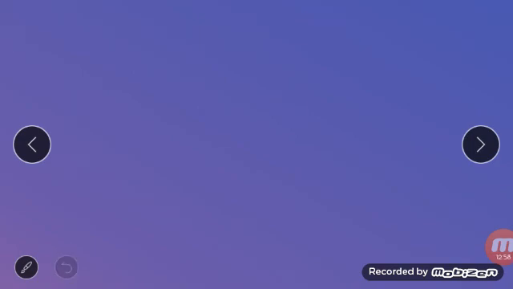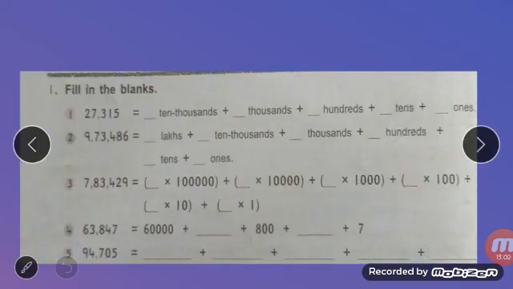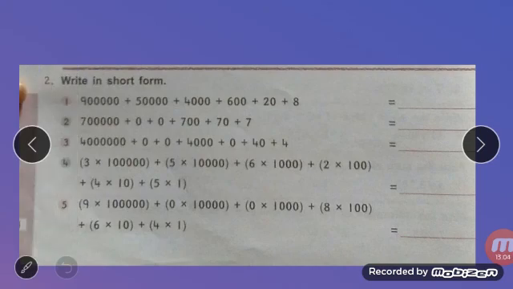Question 2. Write in short form. This question I am going to explain here. Is it easy, children? You have studied this in third class and second class also, but in second class the numbers were small, the digits were small. Here we are studying large numbers, because you are all in which class? Fourth class. So you have to study with large numbers.